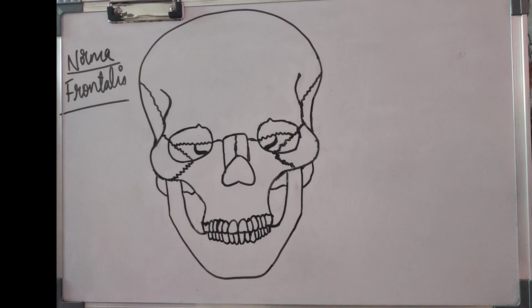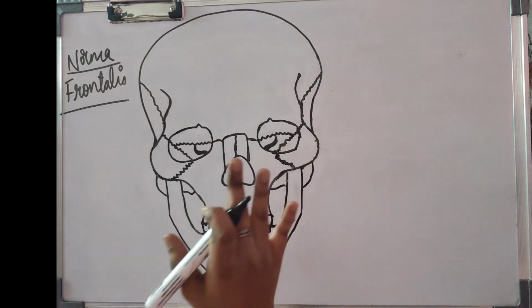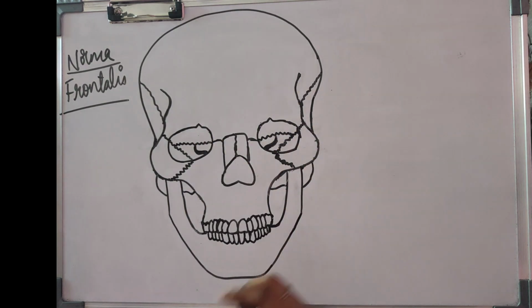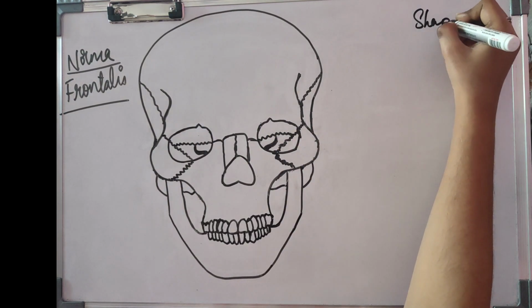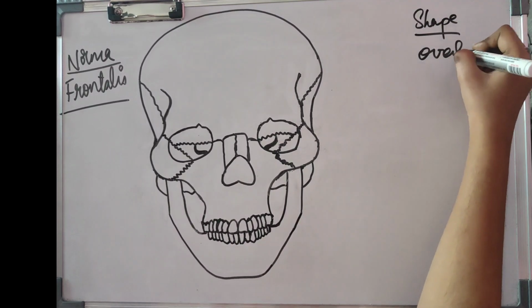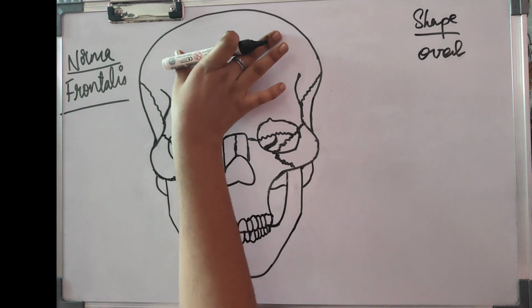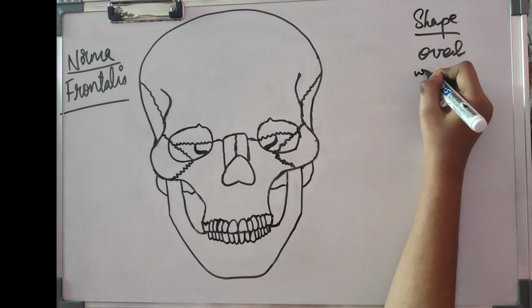In this video, we are going to cover Norma Frontalis. In Norma Frontalis, we are going to study the anterior aspect of the skull. This is how the skull is going to look from the anterior view. Coming to the shape, it is oval in shape, and you can see it is wider above compared to below.